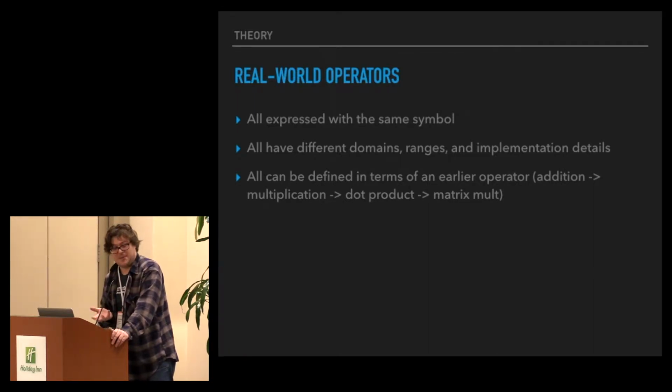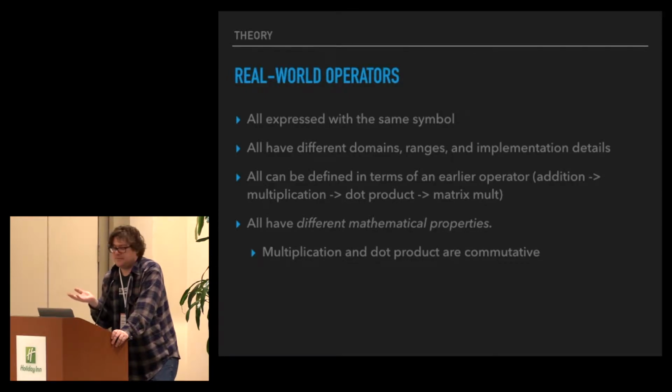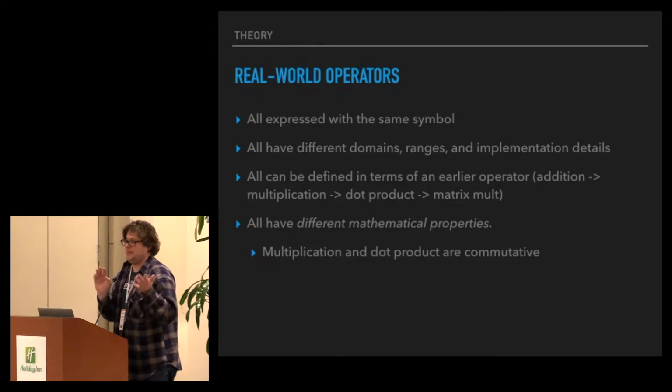This is actually an important mathematical concept, starting with the axioms of set theory. Addition leads to multiplication, leads to dot product, leads to matrix multiplication. You can define these in terms of each other, which is a nice mathematical property. But they also all have different mathematical properties. Multiplication and dot product are commutative, which if you remember high school algebra, commutative just means that you can swap them. A times B is B times A.